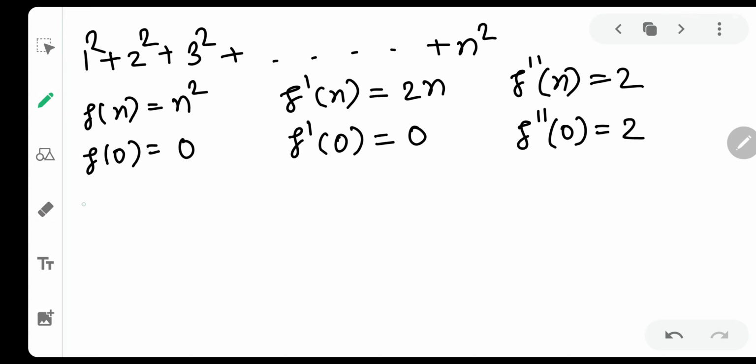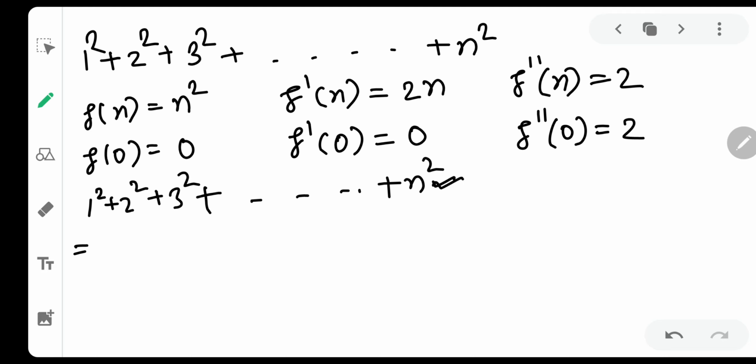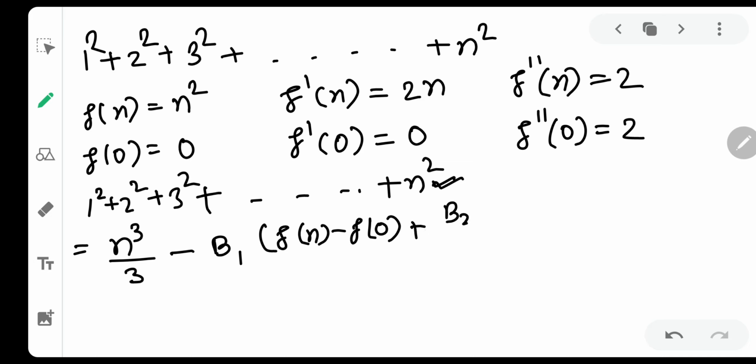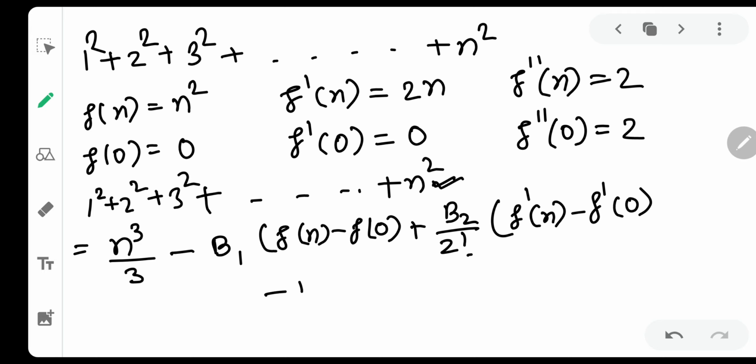Now moving ahead, we need to derive the formula for 1 square plus 2 square plus 3 square up to n square. Let us write down. So first thing, what is the last term? N square. Increase its power by 1, divide by the same. Okay, then you write down minus b1 f of n minus f of 0. Then you write down plus b2 by 2 factorial f dash n minus f dash 0. I think you can guess the next term, minus b3 by 3 factorial f double dash n minus f double dash 0.